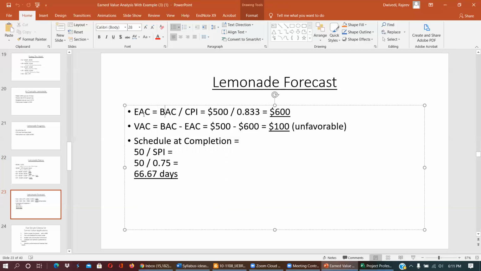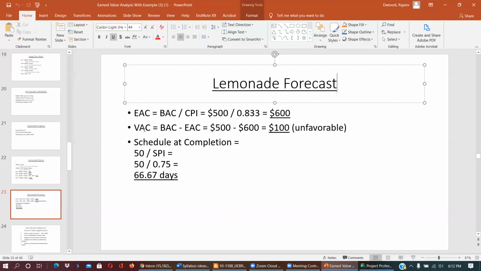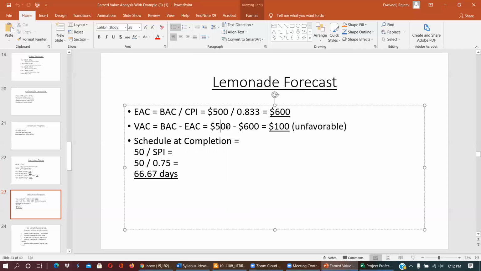So EAC equals BAC divided by cost performance index. So how much? $500 divided by 0.833. So instead of $500, the project is going to finish in $600. This is giving us an indication that it is going to be $100 extra, a budget variance at completion of minus $100, which is not in our favor.